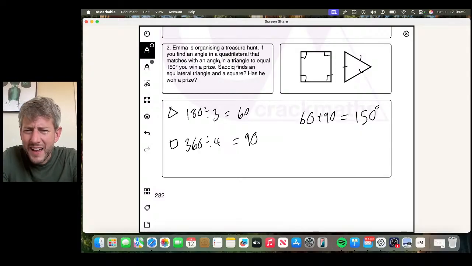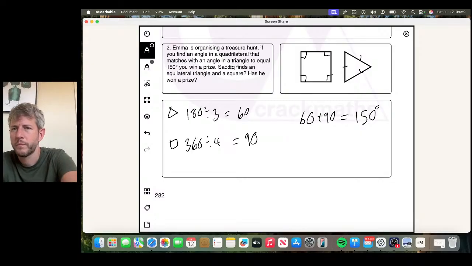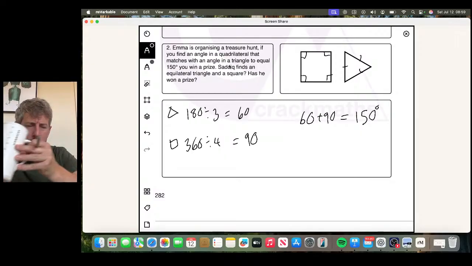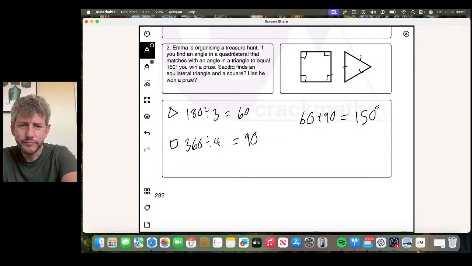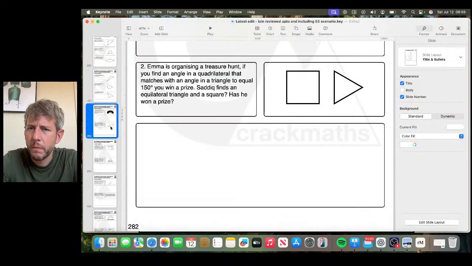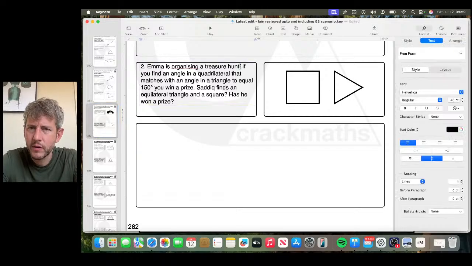Okay, is that clear? Emma is organising a treasure hunt. I don't think that is clear. Emma is organising a treasure hunt.